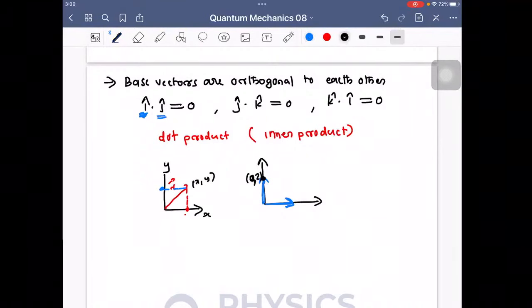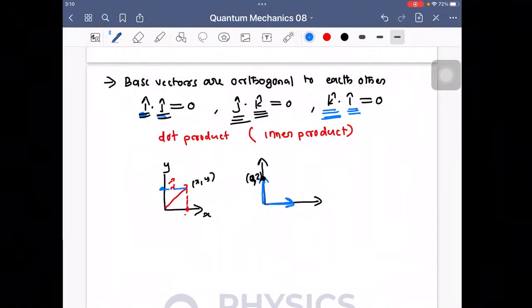So we know that here i cap is a vector in the x axis and j cap is a vector in the y axis. So i cap has no component in j, and j cap has no component in i. Similarly, j has no component in k, k has no component in i, and i has no component in k. This is the concept of orthogonality. When you say that two vectors are orthogonal, or two functions are orthogonal, it means that one vector has no component in the direction of the other vector. Okay, that's what I mean by orthogonality.